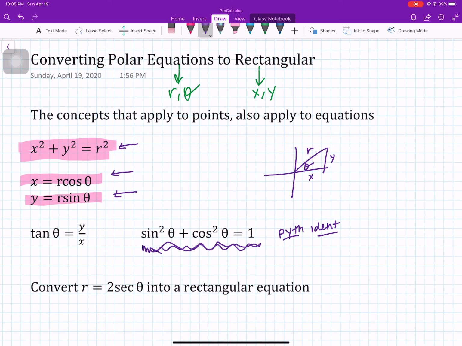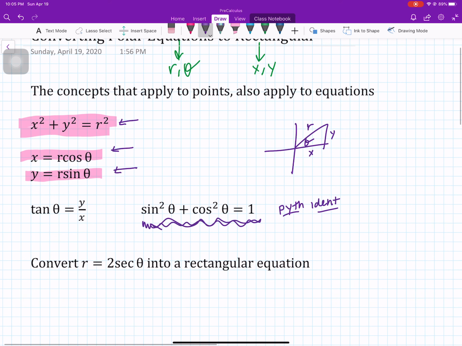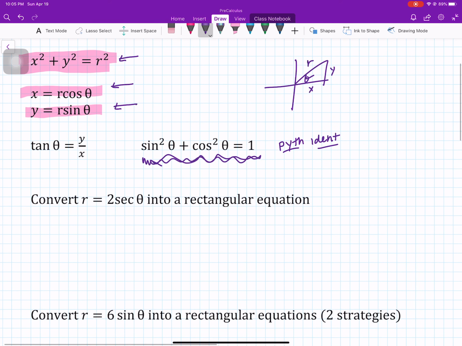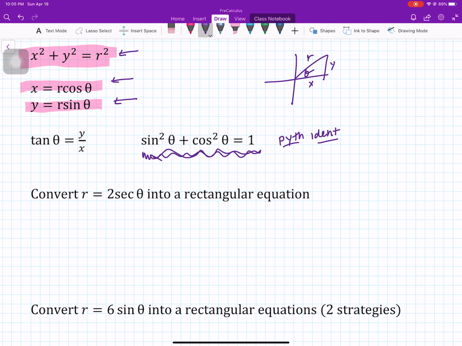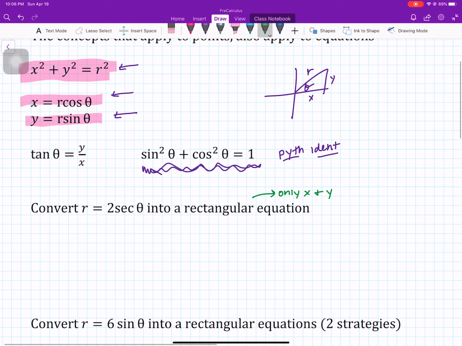So, let's do a couple and just see what happens. This first one says convert r equals 2 secant theta into a rectangular equation. Whenever it says that, that means get rid of any trig, get rid of any r's or thetas, and you want only x and y. That's the goal. So there is no direct trig ratio with secant. It's all sines and cosines.